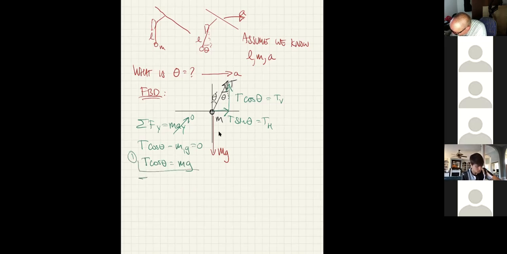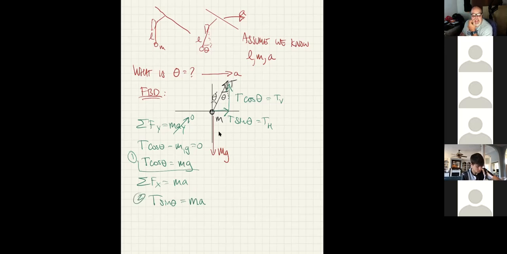Now I'm going to take the summation of forces in the x direction is equal to mass times the acceleration of the car, which is really the only acceleration. So in that case, I'm going to say T sine theta is equal to mA. And that's going to be equation two.